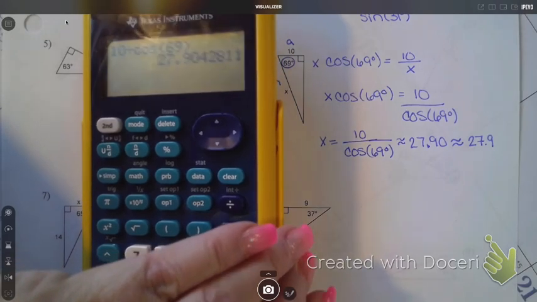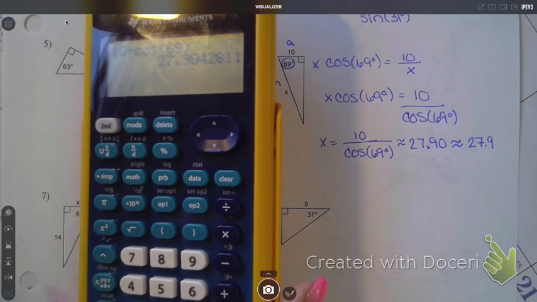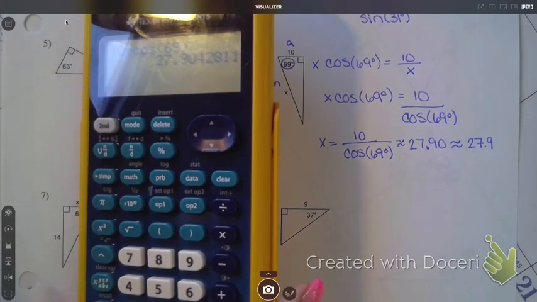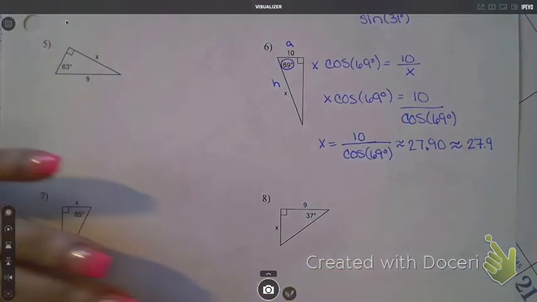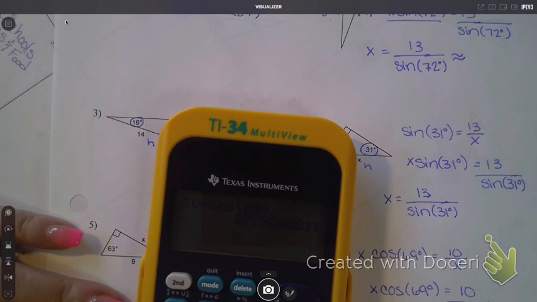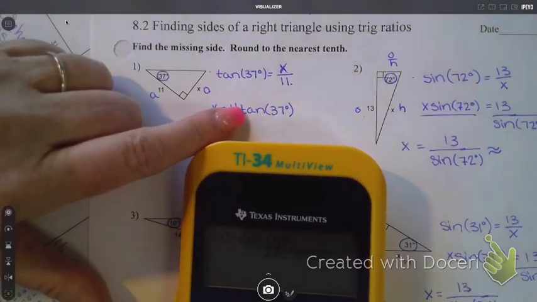So we're going to do one more, okay? My cosine thing has a negative. No, you don't hit second. Your cosine is just cosine. Don't hit the negative one. That's for tomorrow. Just have a cosine button. Okay, so now this one, we're going to do 11 times the tangent of 37.